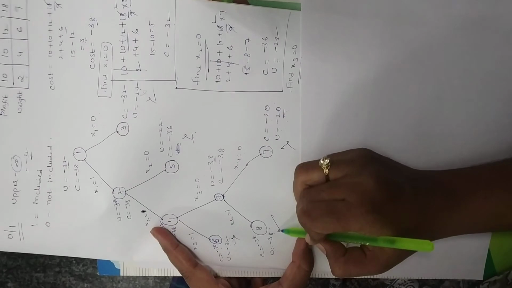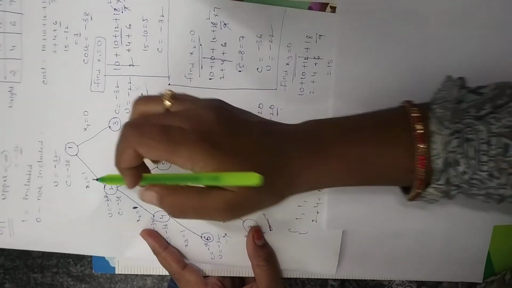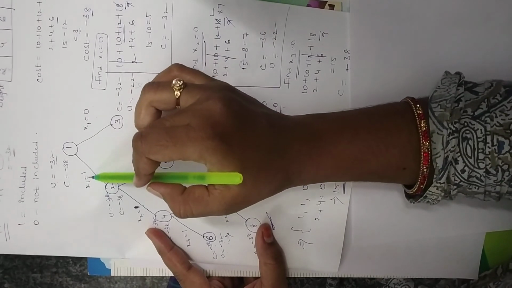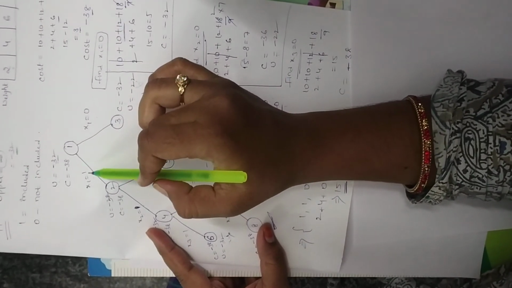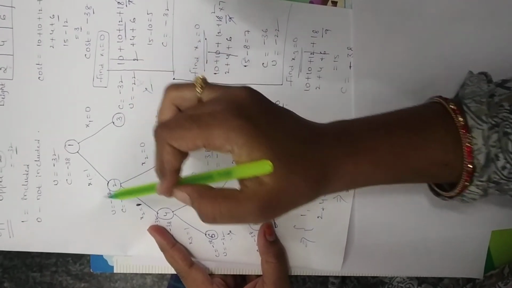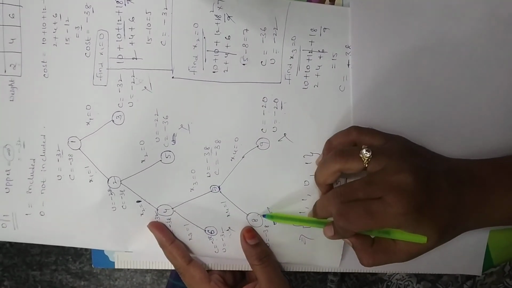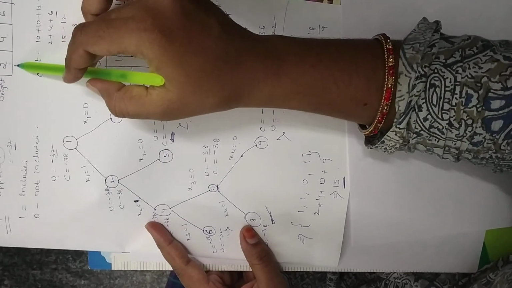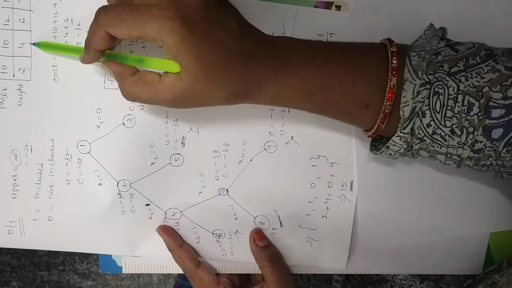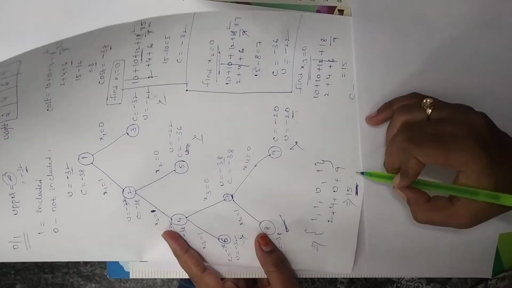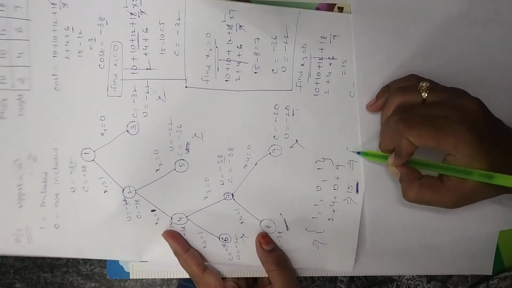So this is the final answer. The state space tree gives x1 equal to 1, the second object included, the third object not included, and the fourth object included. So the weights are 2 plus 4 plus 0 plus 9 equal to 15. So this is the final answer. Thank you.